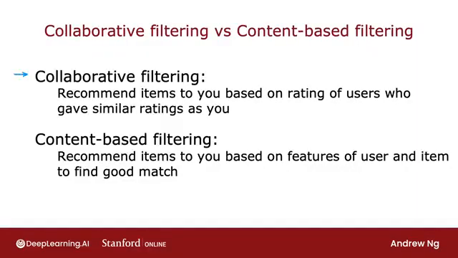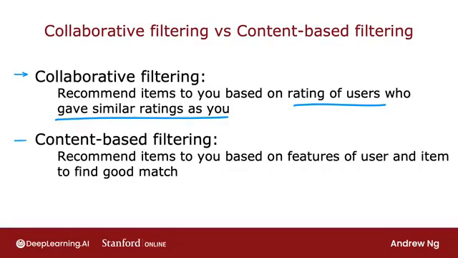With collaborative filtering, the general approach is that we would recommend items to you based on ratings of users who gave similar ratings as you. So we have some number of users give some ratings for some items, and the algorithm figures out how to use that to recommend new items to you.